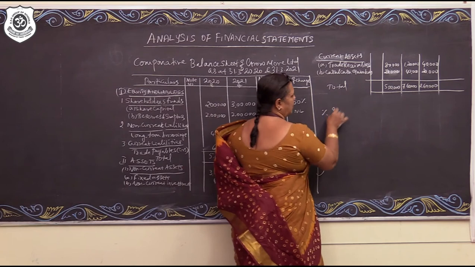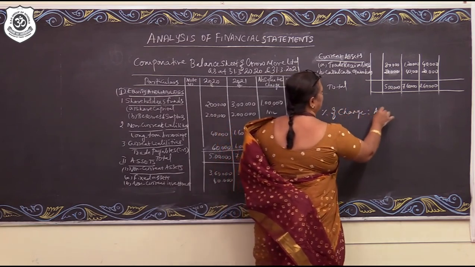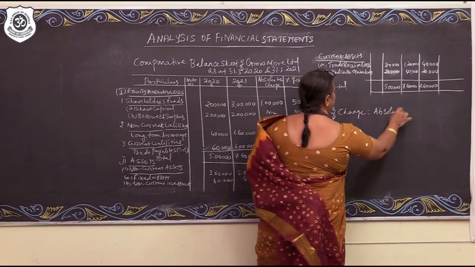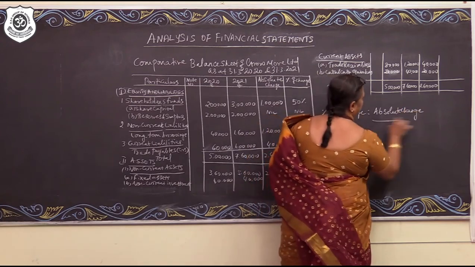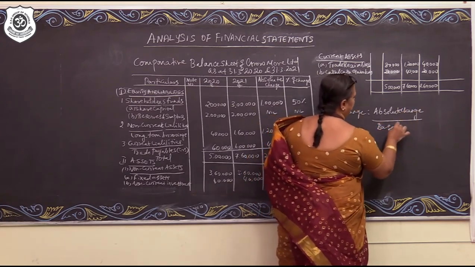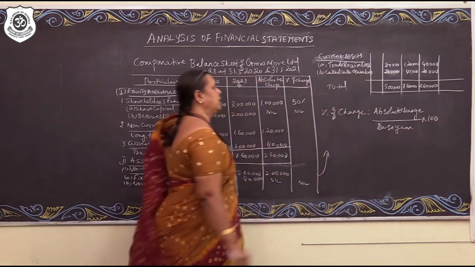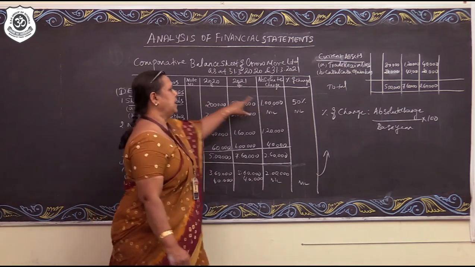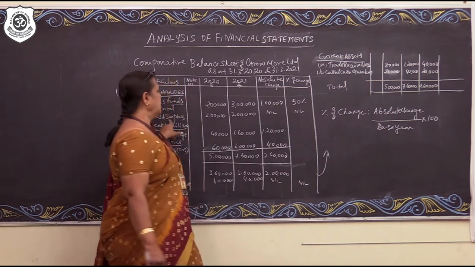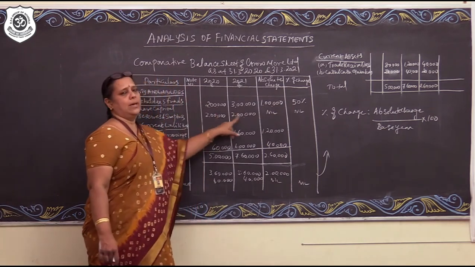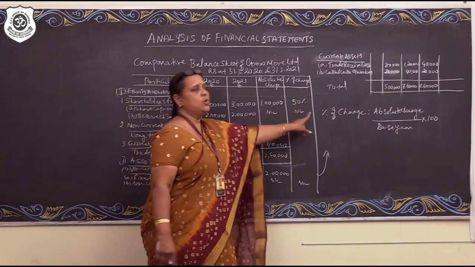So, how are we going to calculate percentage of change? Percentage of change is calculated by dividing absolute change by base year into 100. So the same we are following here. So absolute change by base year into 100 gives you 50%. The second item, reserves and surplus. Current year 2 lakhs, base year also 2 lakhs. So there is no change, absolute change also nil.